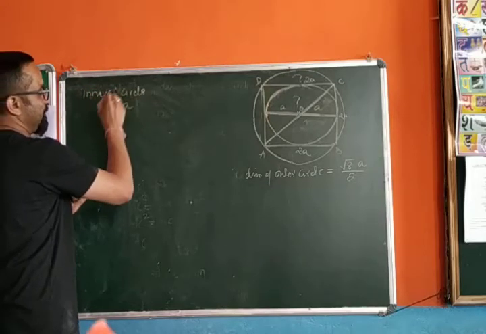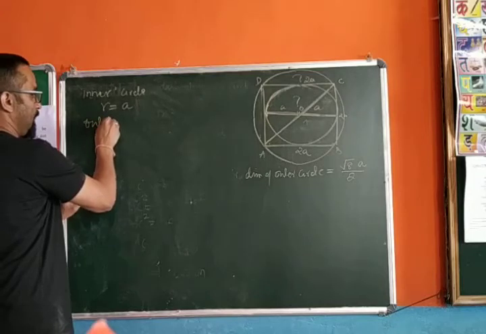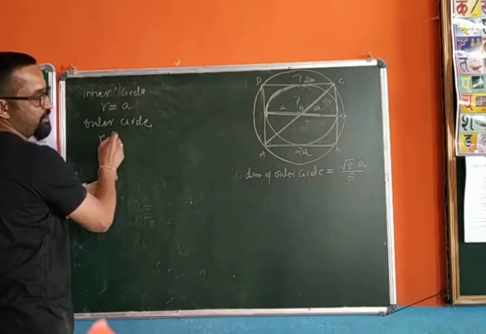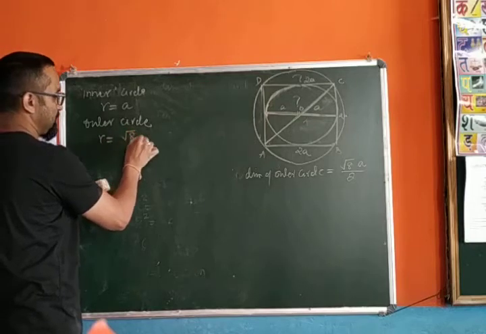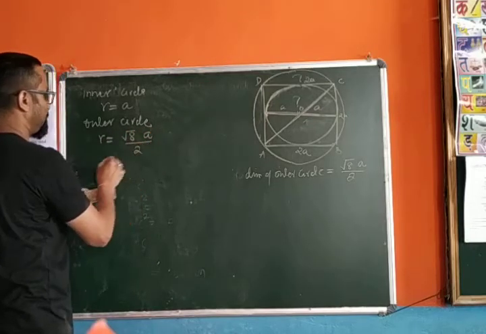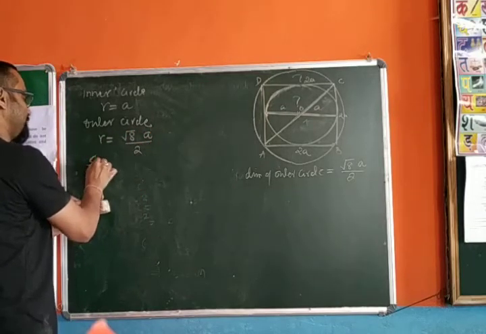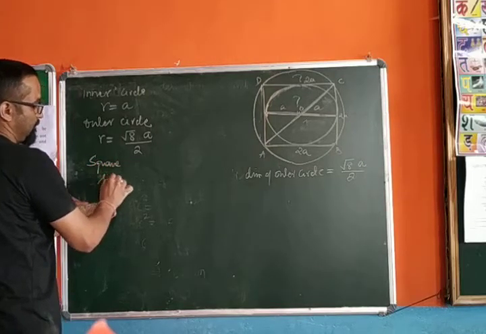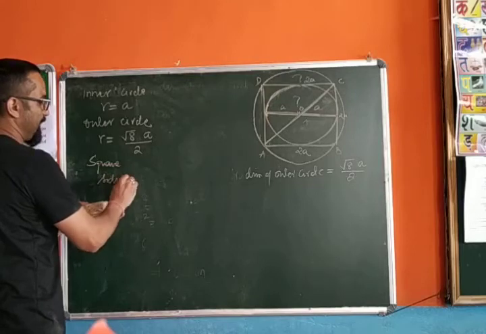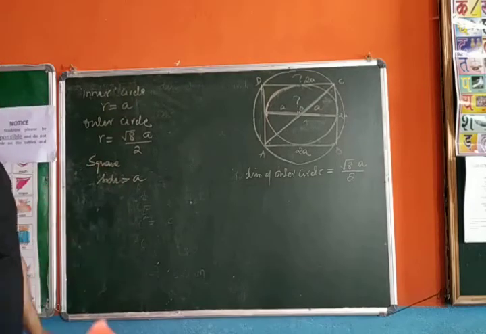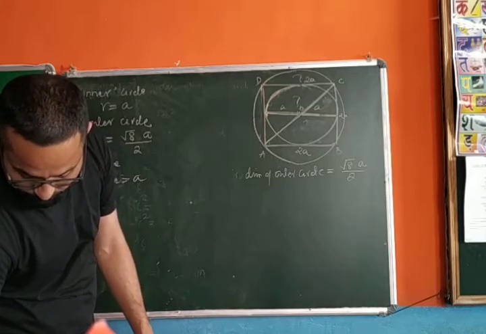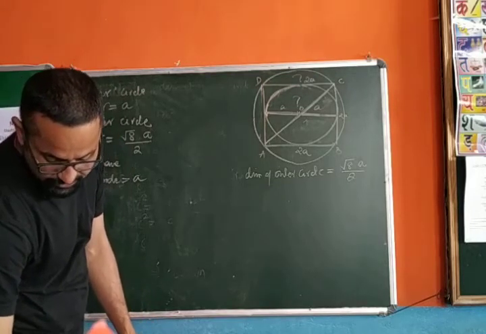Radius we know, A. Outer circle, radius we know, which is equal to root 8 divided by 2. Square, side is equal to A. We know all the values. The question says calculate the ratio of their circumferences.